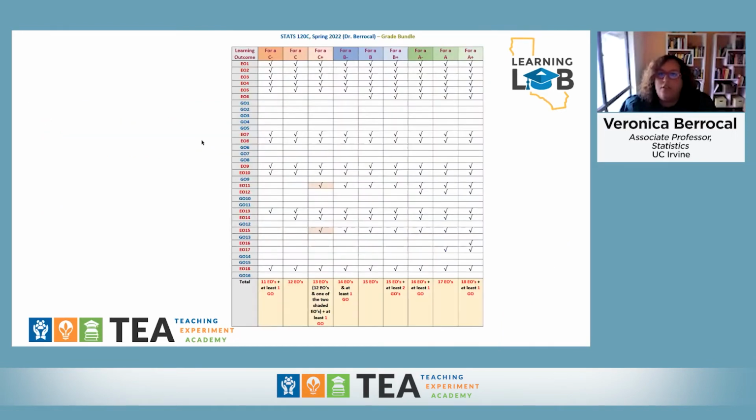This is the grade bundle. This is basically what students need to acquire to get a C-, a C, or a C+. As you can see, there are the different essential outcomes and general outcomes. As I said, the essential outcomes are what is important for students to have in order to pass. And then the general outcomes are accessory information that is required for students to reach the higher grades.